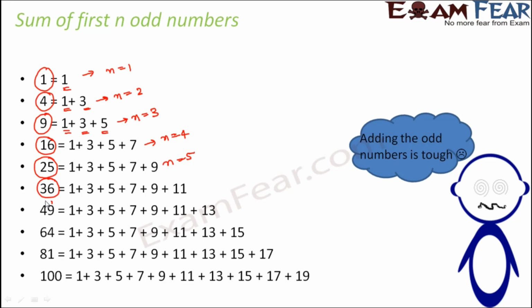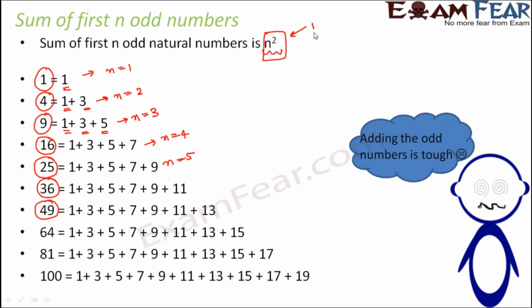Now if I give you any number randomly, it is very difficult for you to tell how many odd numbers sum to that particular perfect square. So that's going to be really difficult. So what will you do? For that purpose, we see that whenever you are given some odd numbers, the sum of the first n odd numbers will always be n square. And what is this n square? This n square is nothing but a perfect square.